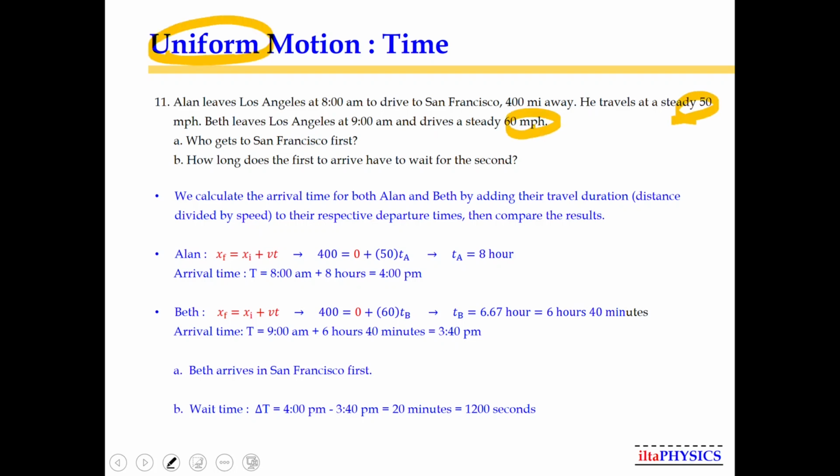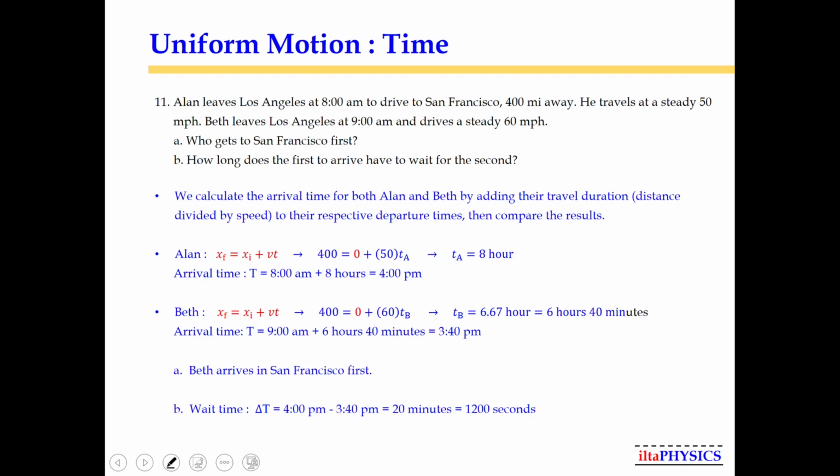One thing to consider in this problem is the final arrival time. You need to calculate the travel time first, and then factor in the different starting times to find the arrival time. So, let's first calculate the time it took for each person to travel. The formula is very simple. Final position equals initial position plus velocity times time. First, let's look at Alan.